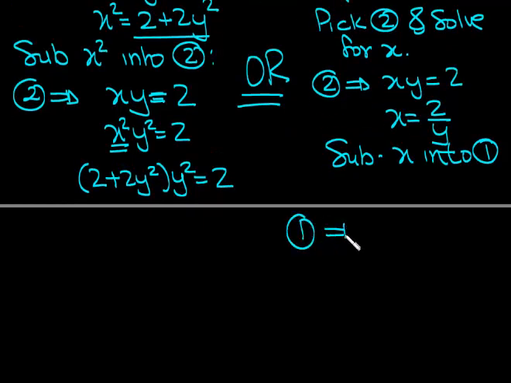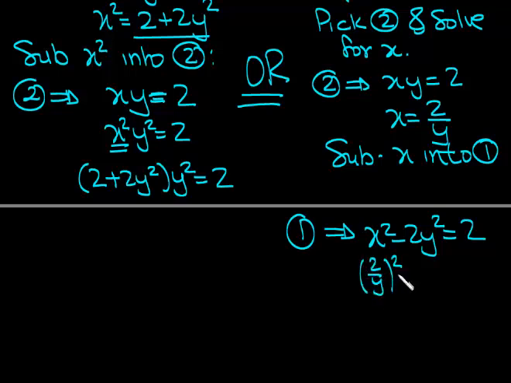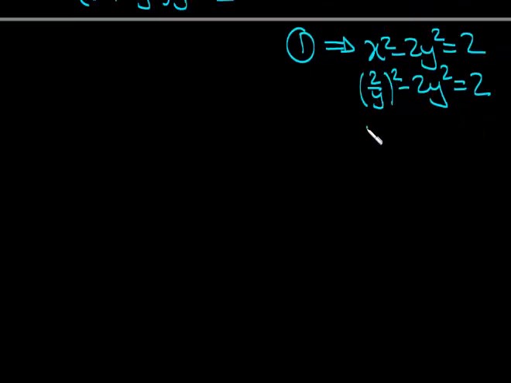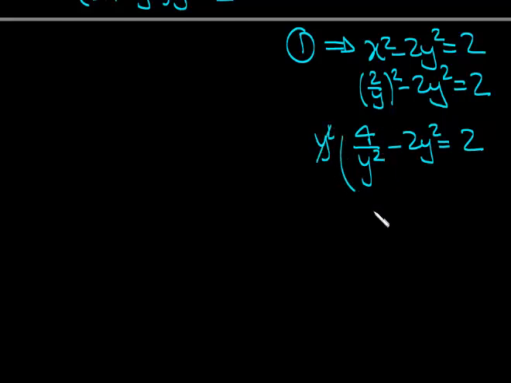What was 1? x squared minus 2y squared is equal to 2. So I'm going to replace the x here with 2 over y. So 2 over y, squared, minus 2y squared is equal to 2. I can square this, so I get 4 over y squared minus 2y squared is equal to 2. What do we do when we have fractions and equality? We always try to get rid of those fractions, multiplying each term by the common denominator. What is the common denominator here? y squared. So I multiply this by y squared, so the y squareds cancel, and I get 4.